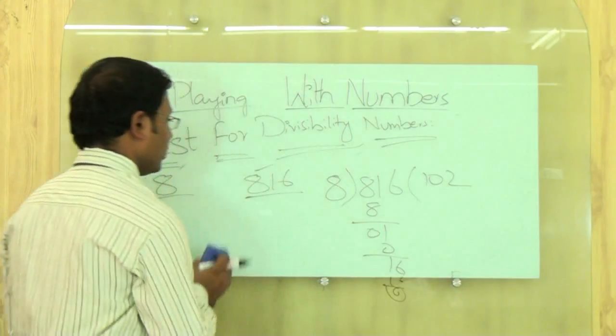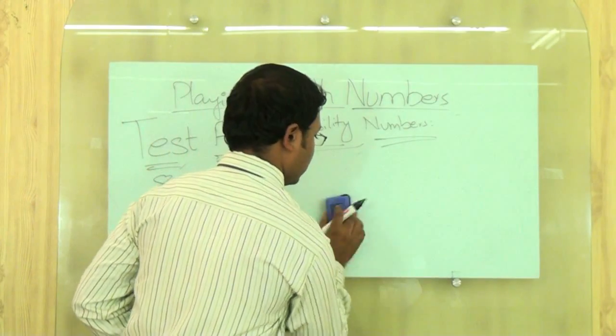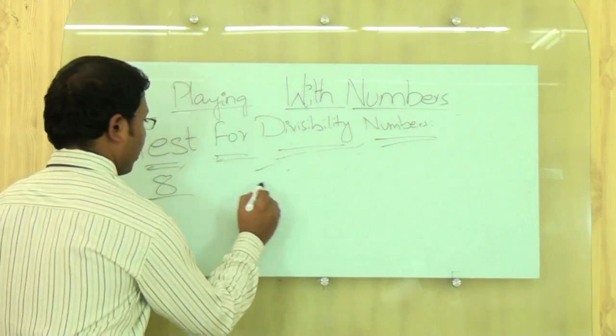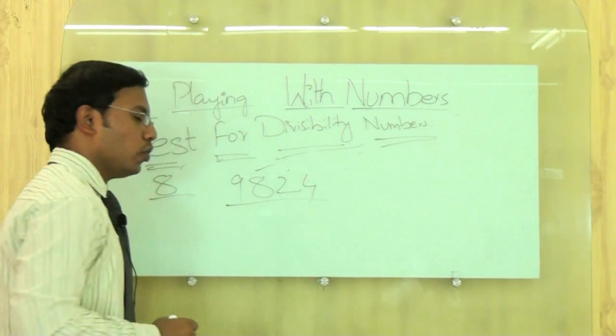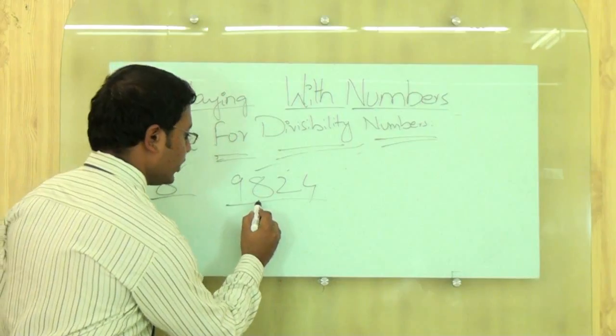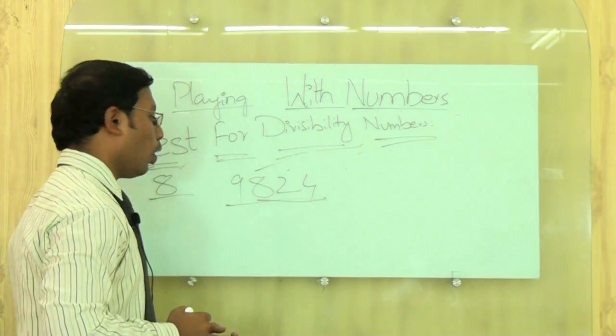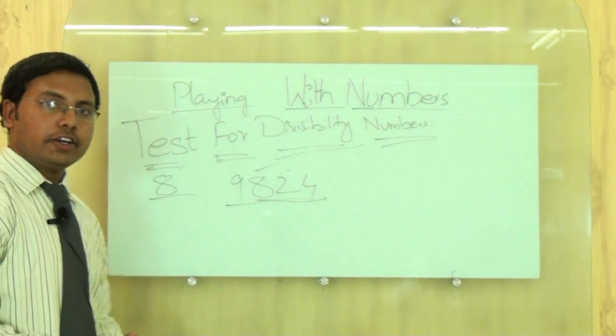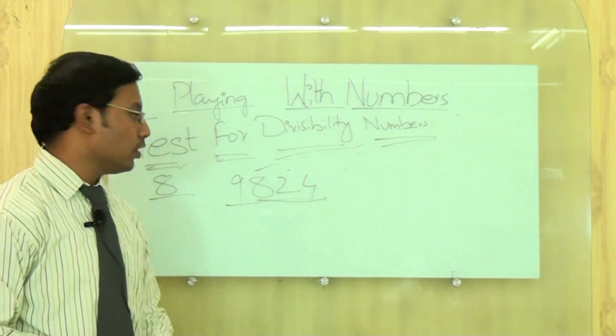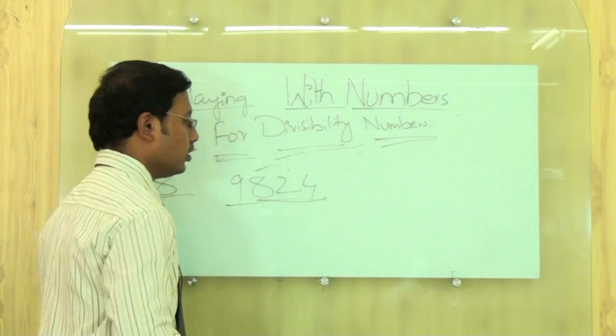If we take 4 digits, let us take 9824. Since these last 3 digits, that is 8, 2, 4, are divisible by 8, the entire number 9824 is exactly going to be divisible by 8. Let us check here.